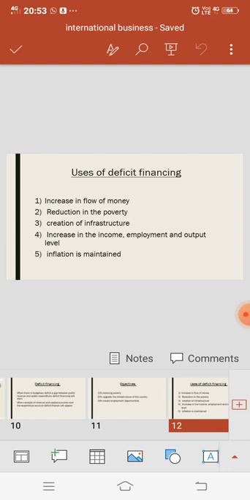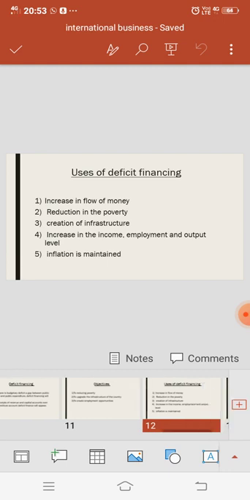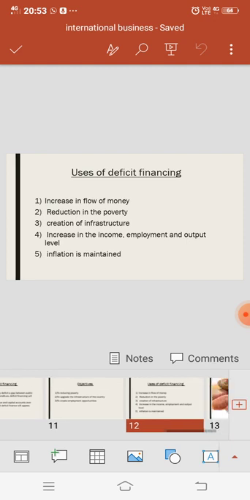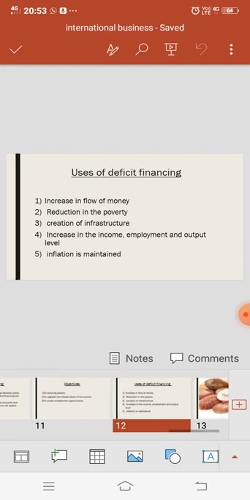Creation of infrastructure also. Deficit financing will help to create infrastructure in the economy. Increase in income, employment and output level. It will help to increase the income, employment and output level. Next, inflation is maintained. Deficit financing will help to maintain inflation in the economy.